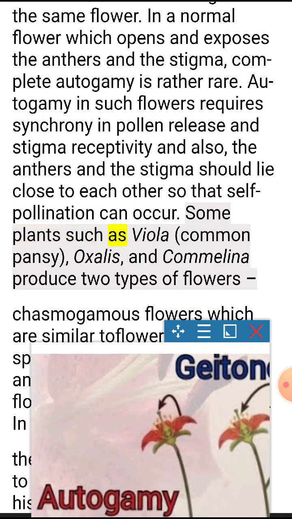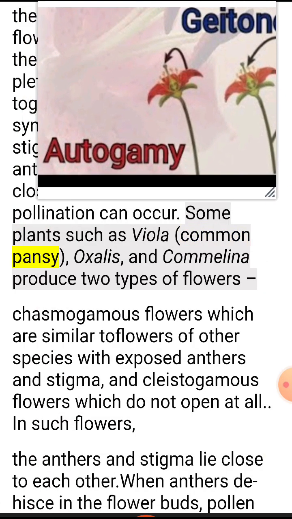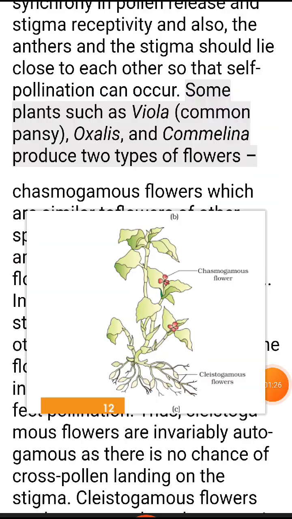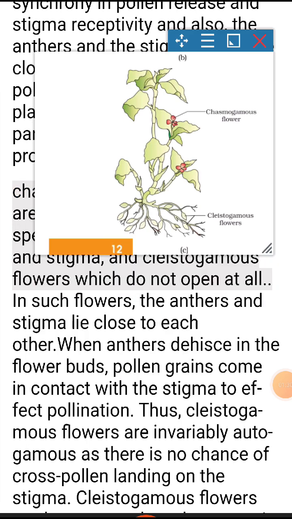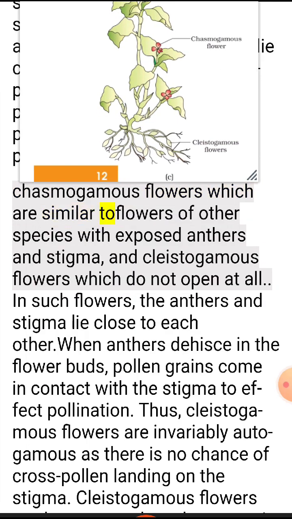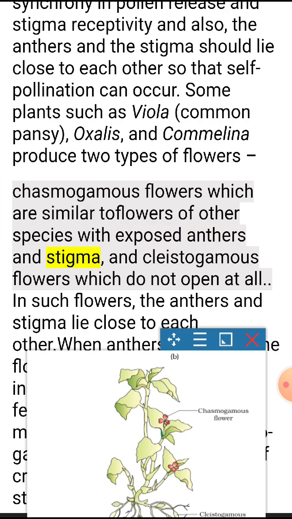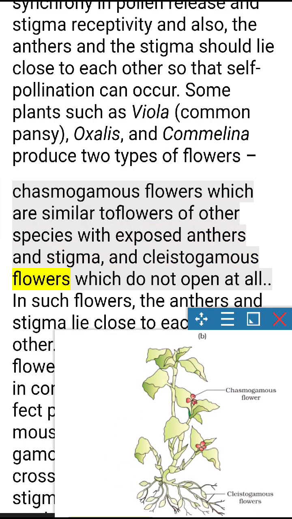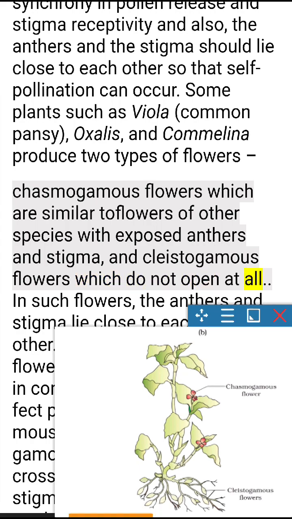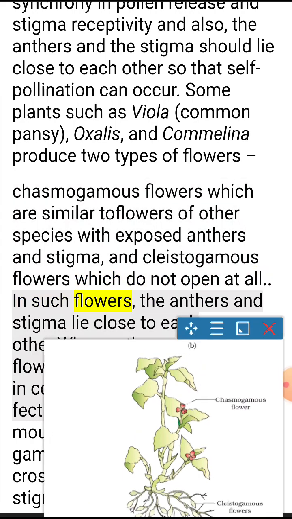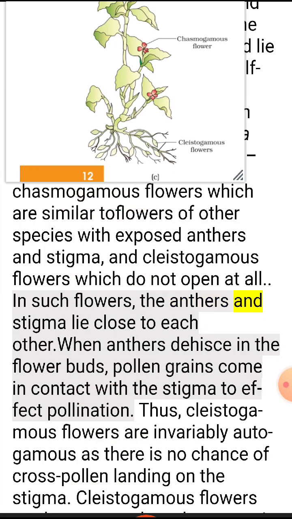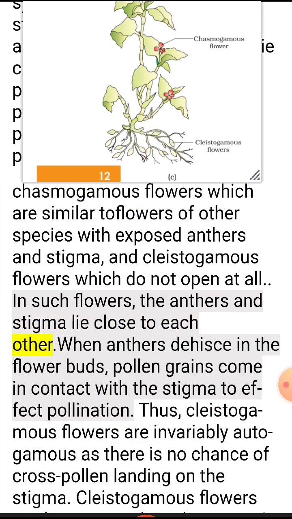Some plants such as viola, common pansy, oxalis, and camelina produce two types of flowers: chasmogamous flowers, which are similar to flowers of other species with exposed anthers and stigma, and cleistogamous flowers, which do not open at all. In such flowers, the anthers and stigma lie close to each other.